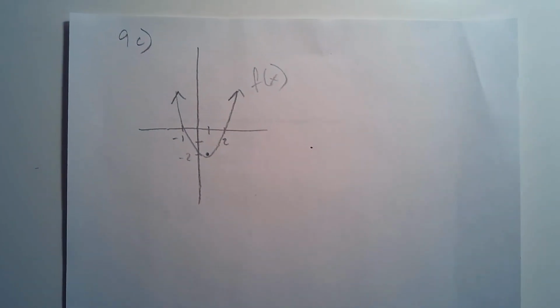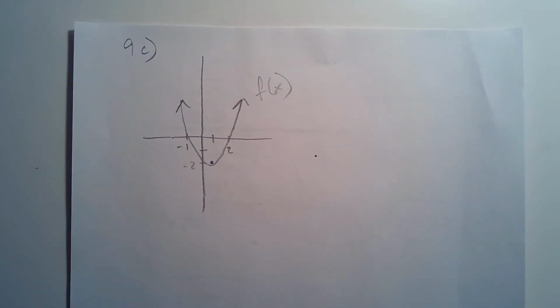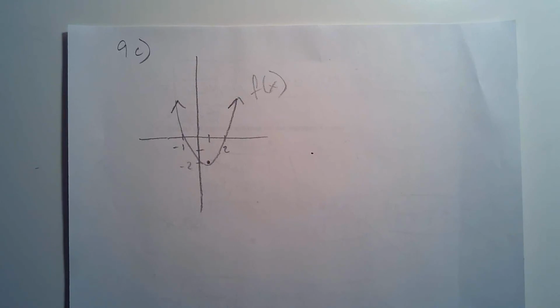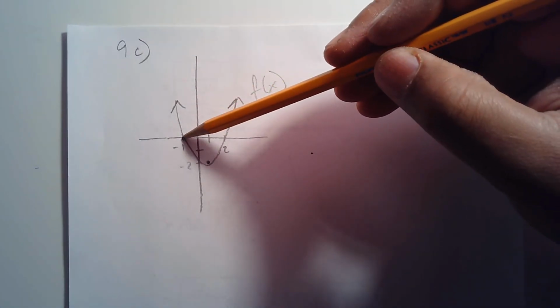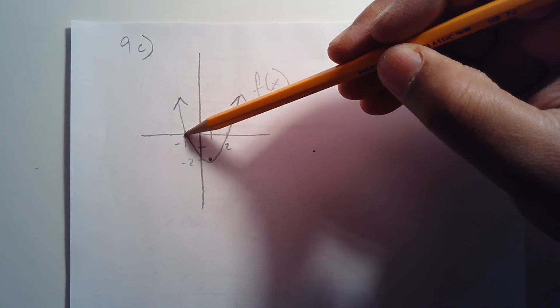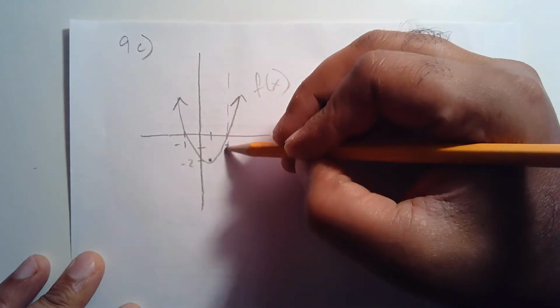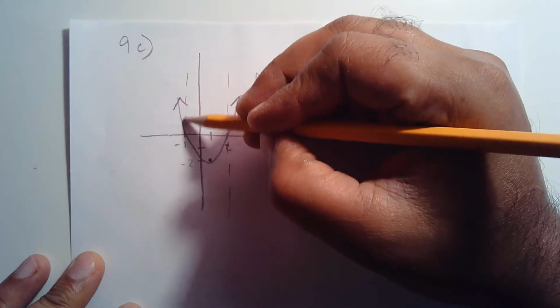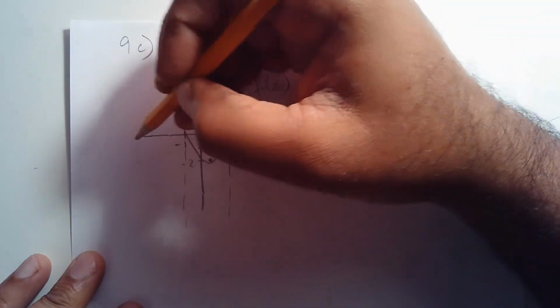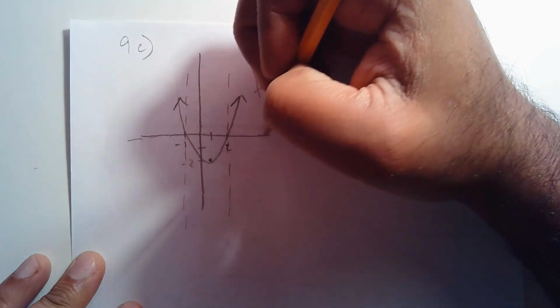Okay, and the last one here, 9c. They gave you the function, and they basically want you to draw the reciprocal function. They didn't tell you what the equation is. But what you can see here is that you're crossing at negative 1 and 2. So right away we can draw vertical asymptotes here, and the same thing, we have a horizontal asymptote here.